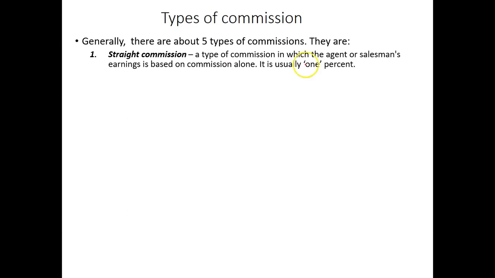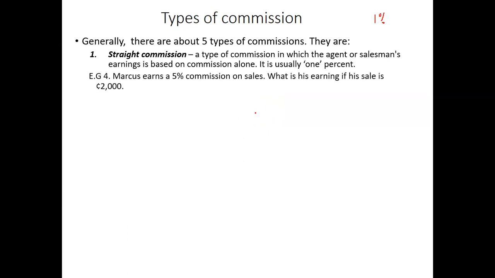Please, not 1% as in 1%. When we go further, you understand what I mean by 1%. You see, the 1 is in quotes. Okay. Now, Marcus Alonso earns a 5% commission on sales. What is his earning if his sale is 2,000? Now, take a look at this.